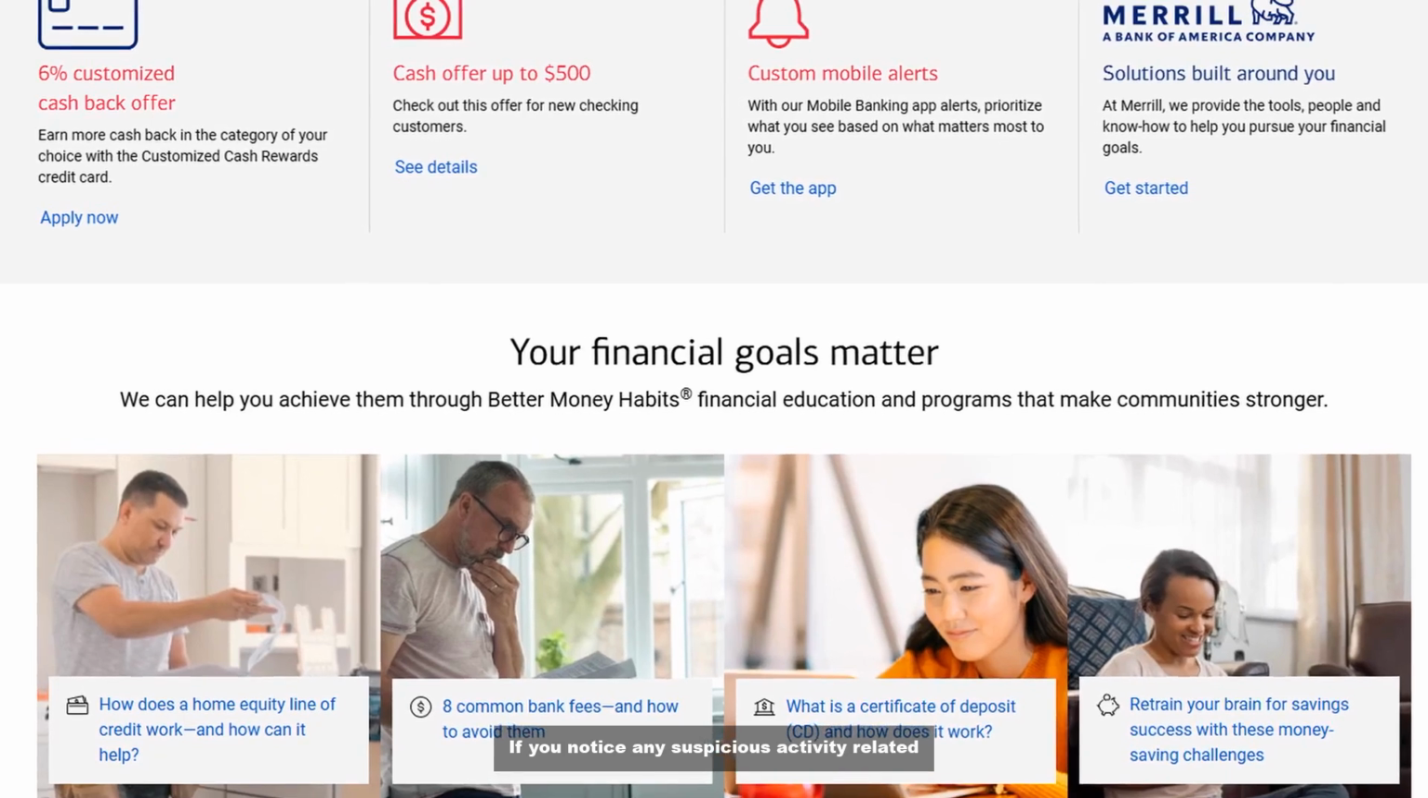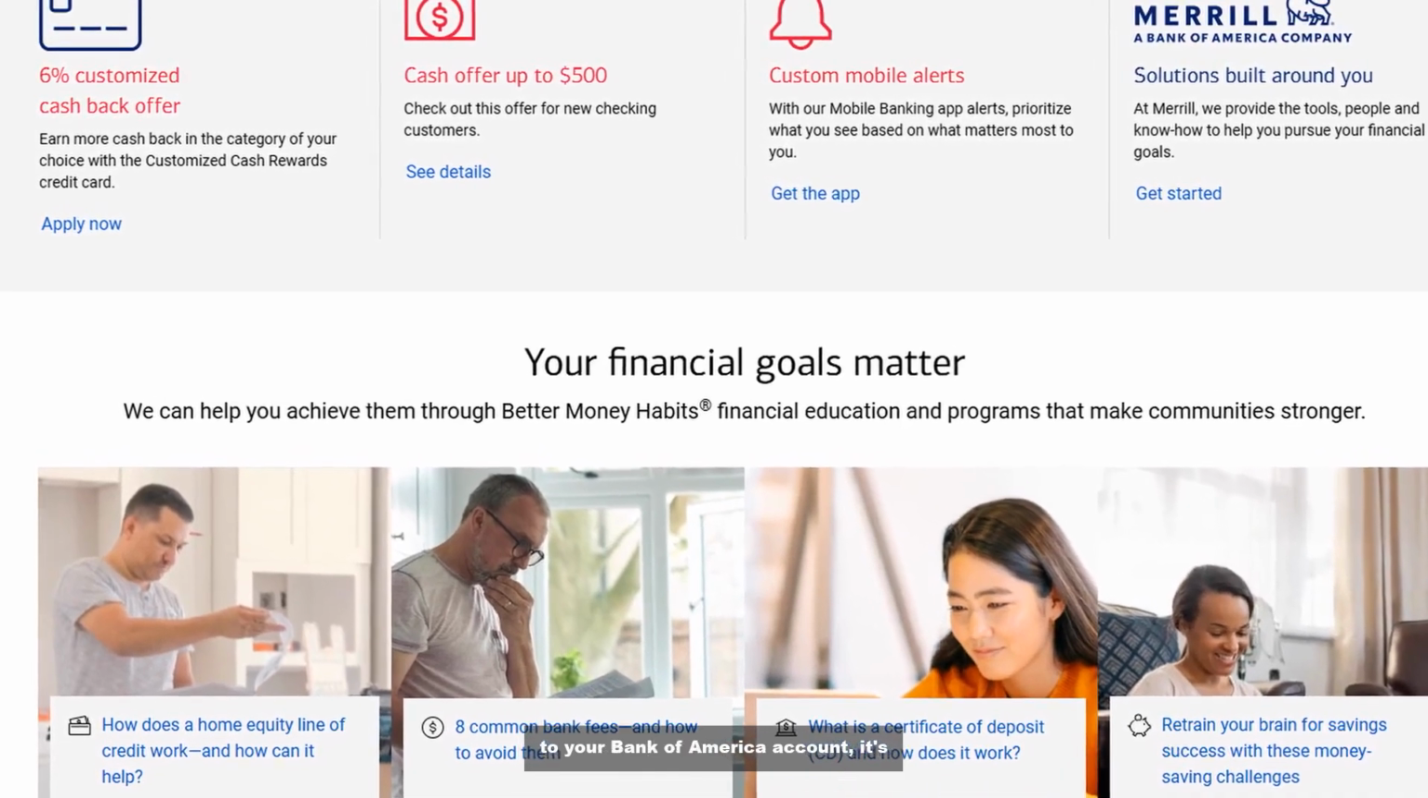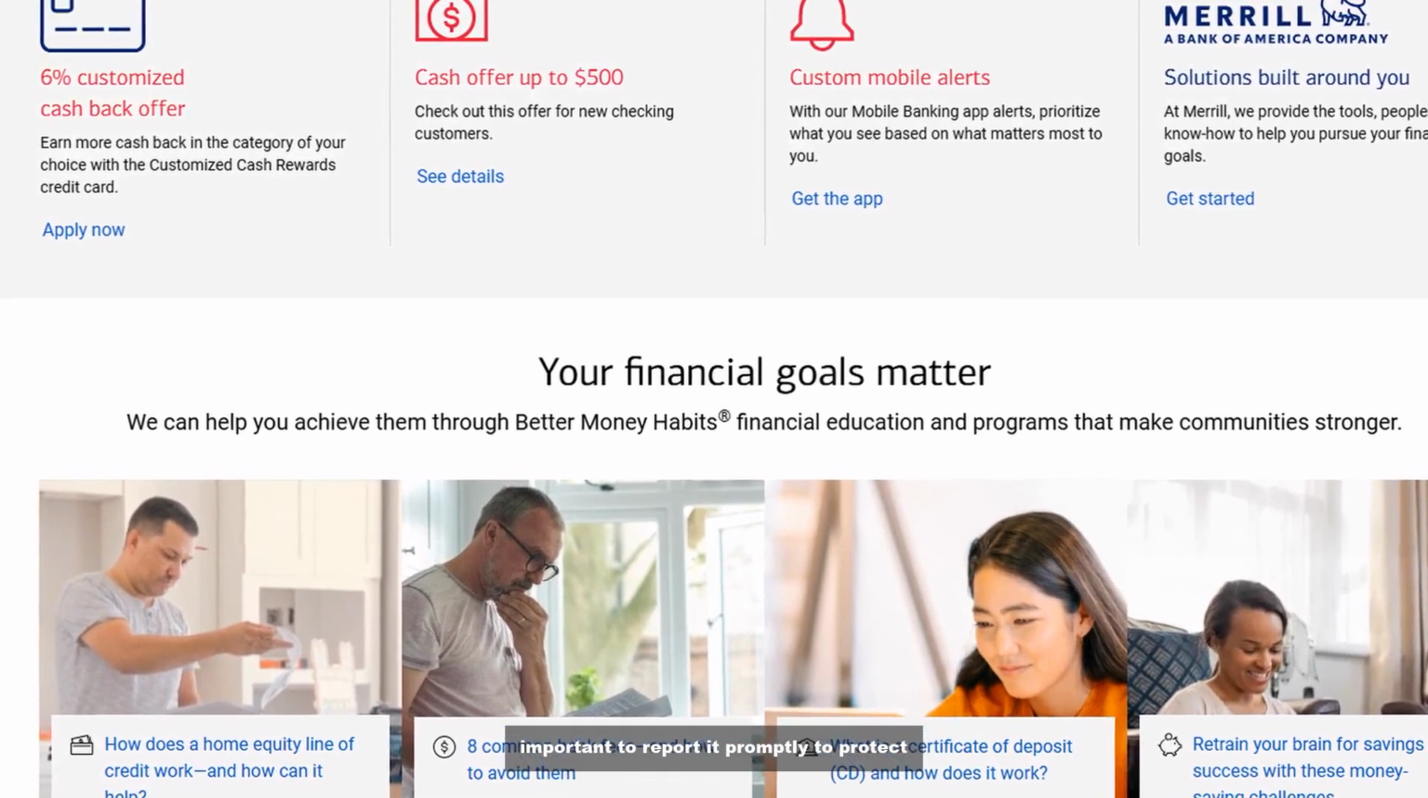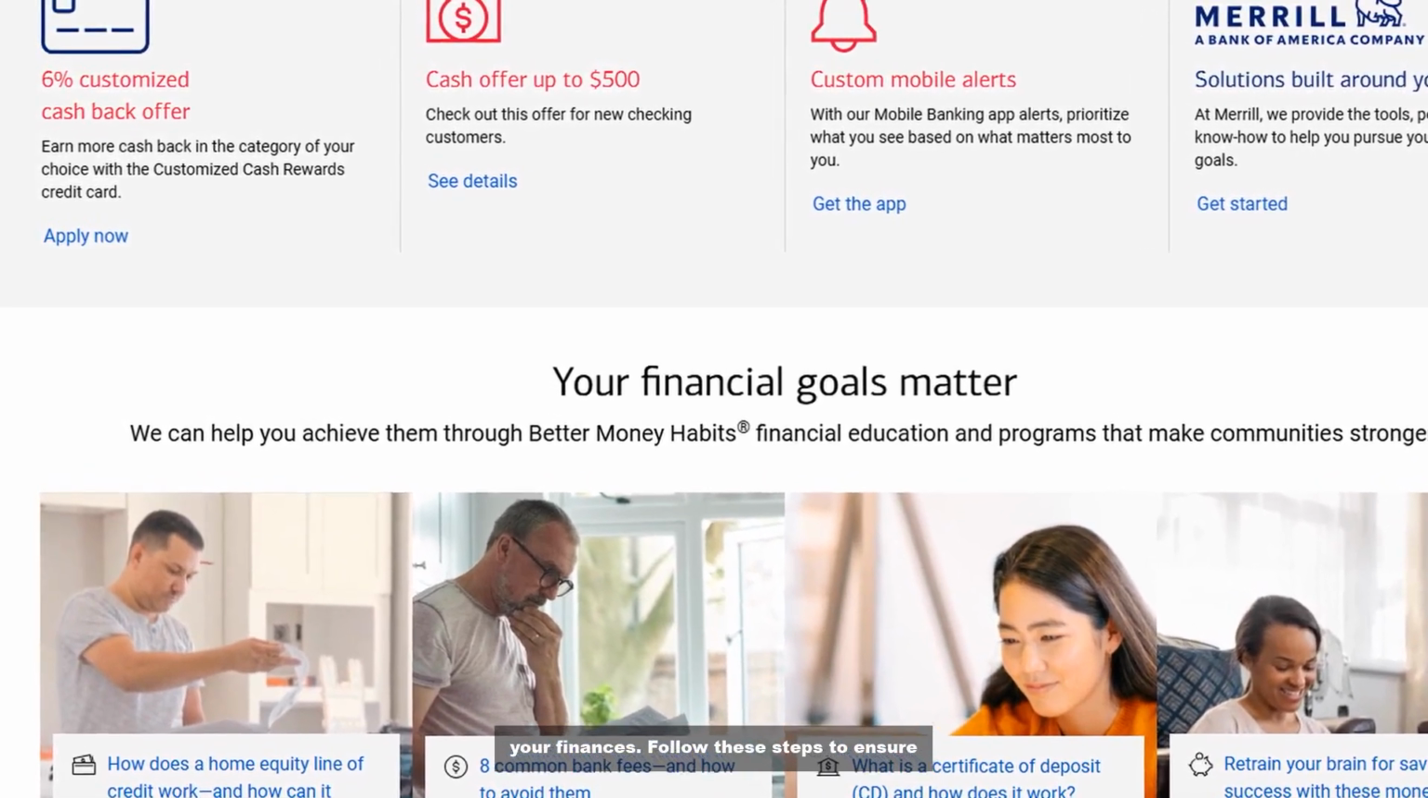If you notice any suspicious activity related to your Bank of America account, it's important to report it promptly to protect your finances. Follow these steps to ensure you report the issue correctly.